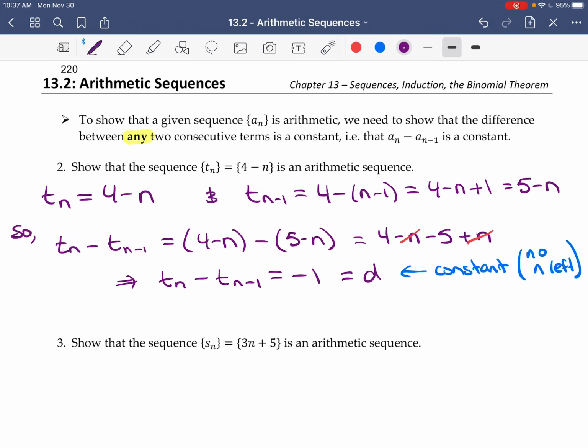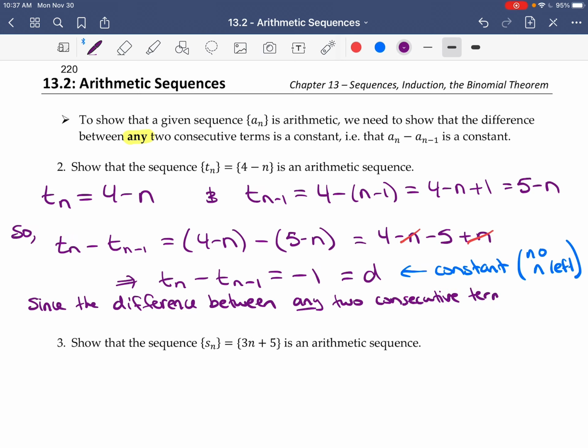Okay, so these are two random terms. So since the difference between any two consecutive terms is a constant, namely negative 1, the sequence must be arithmetic.